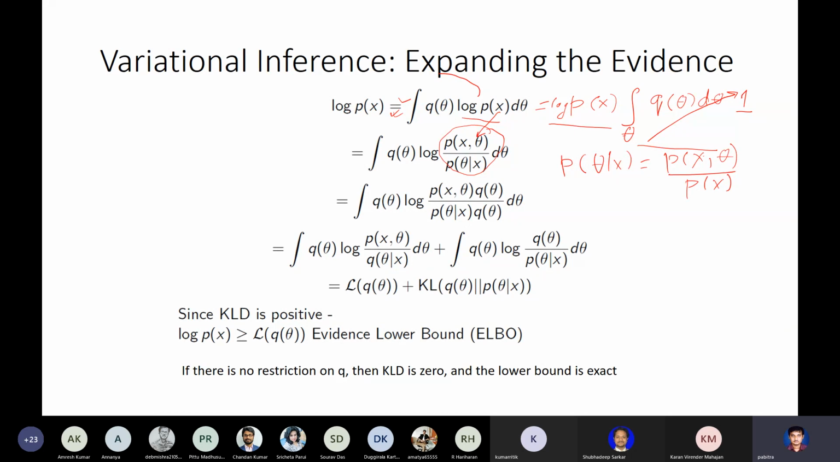Then let us multiply, inside this log, the numerator and denominator by q(theta). And log of ab equals log a plus log b. So this thing can be written as p(x, theta) by q(theta) into q(theta) by p(theta given x). I write this as this into this, so log of a into b is log a plus log b. So I split this up.